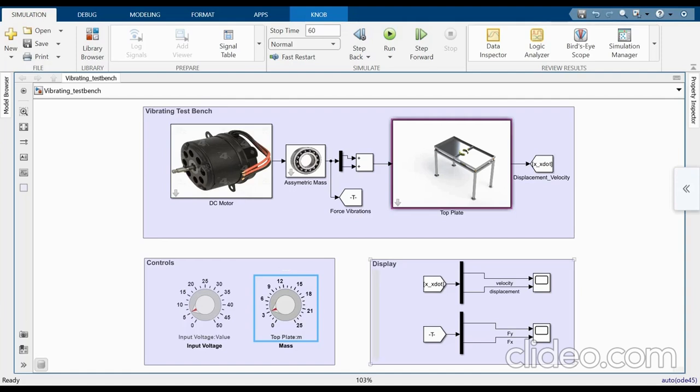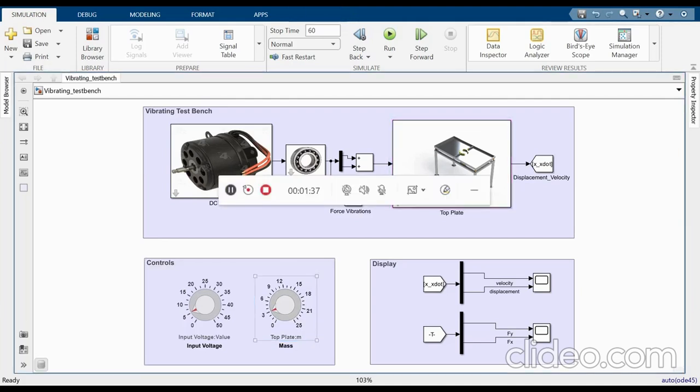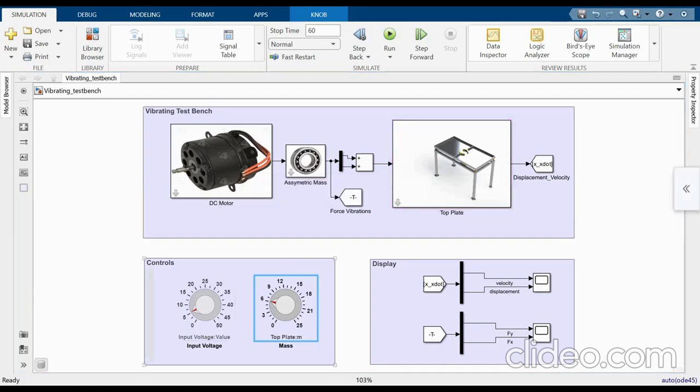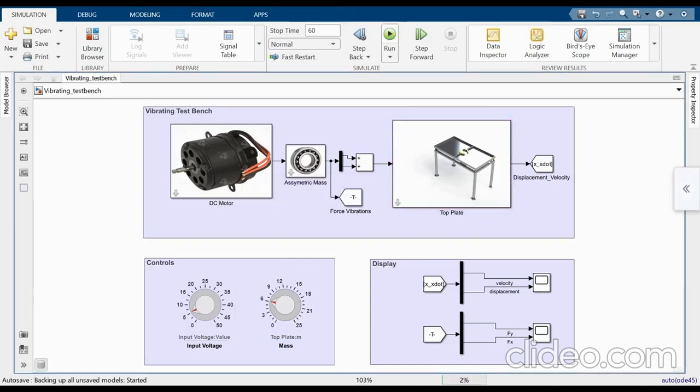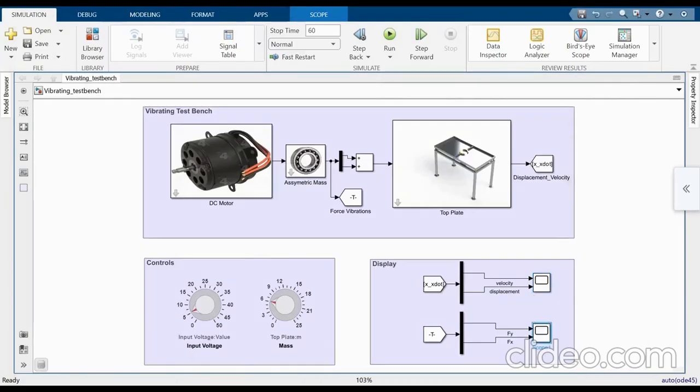Next, we move the mass to become 6 kg while keeping the input voltage constant at 10 volts. Seeing the velocity and the displacement, the RMS value and the frequency of the system were saved. Next, the force amplitude was also observed, the RMS value and the frequency being observed and saved.